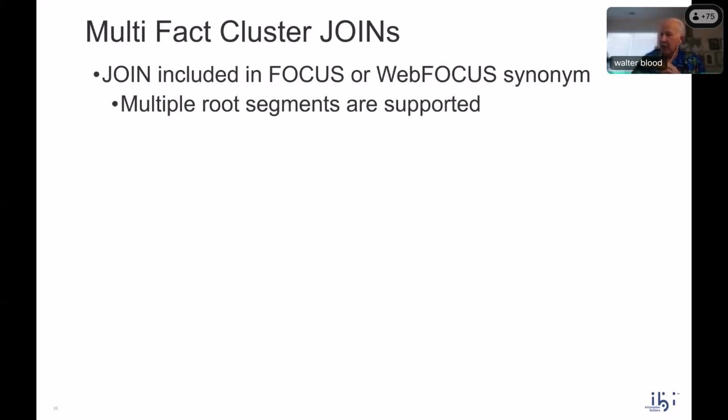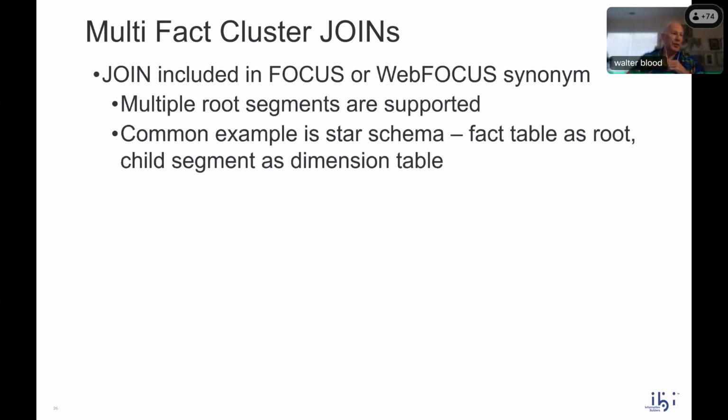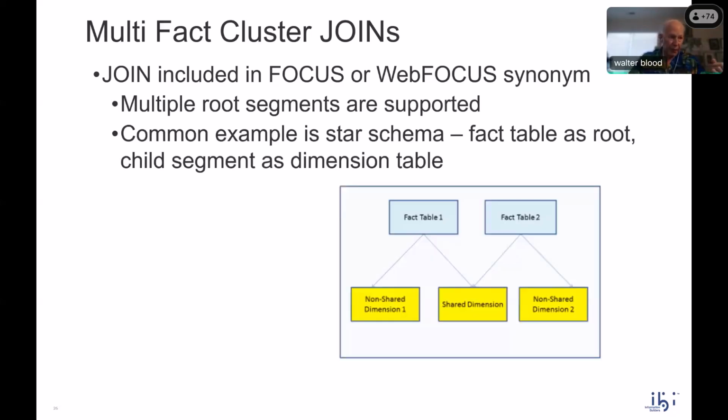Now that kind of goes against the grain of everything we think about. We typically work from a root. How do we have multiple roots? Well, we do. We support multiple roots. It's something that we had to add in because the relational world and the world of dimensional forced us to. In a star schema, the fact table is normally seen as the root. The dimension tables normally hang off as the child segments.